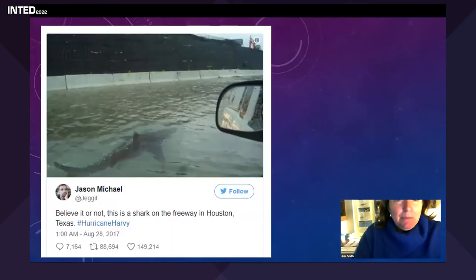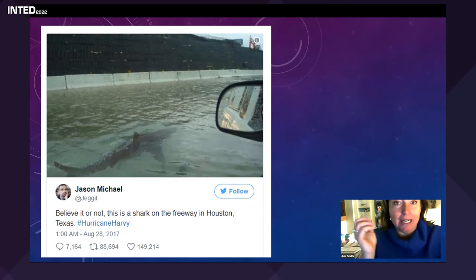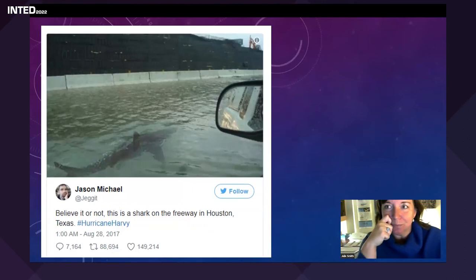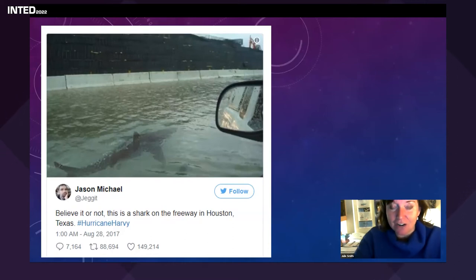So let's examine this tweet from a while ago. This is from Hurricane Harvey in Houston. This is Flood Shark. Flood Shark shows up quite a bit. I love Flood Shark. So I actually showed this in class yesterday, and I said, all right, let's pick this apart. What are our clues? And the students were pretty savvy. If the water is deep enough for a shark, how is someone driving in it? And another student said, if it's a flood, the water is never that clear. Like, all right, yeah.